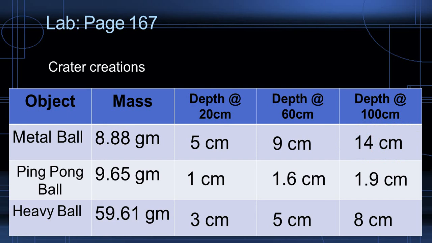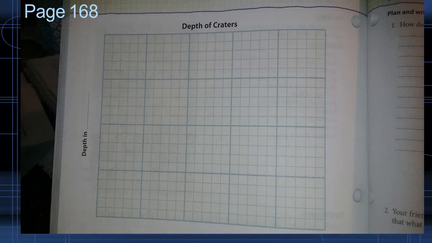Okay, so in your book, you're going to make a record. If you want to use my numbers, then you can use my numbers. That's fine. If you want to do your own lab and then have your own data numbers, then go for that too. So on page 168, you're going to see this really great graph over here. On the left, it says depth in centimeters. You're going to write centimeters over there. And on the bottom, it's going to say height dropped in centimeters.